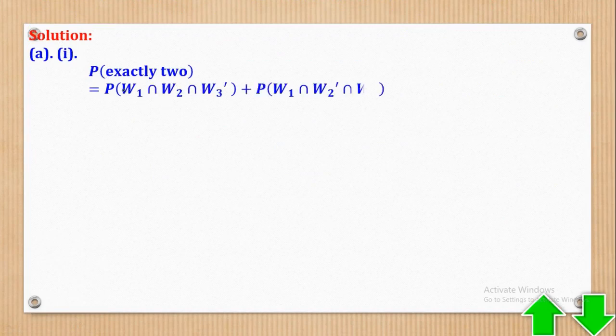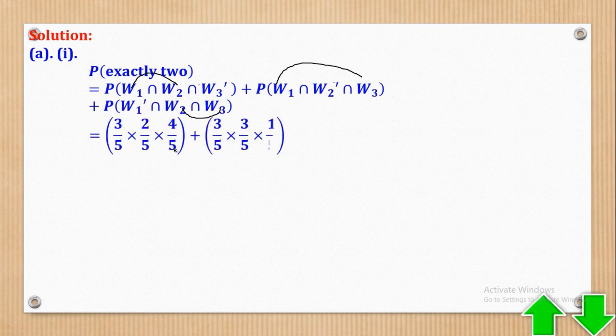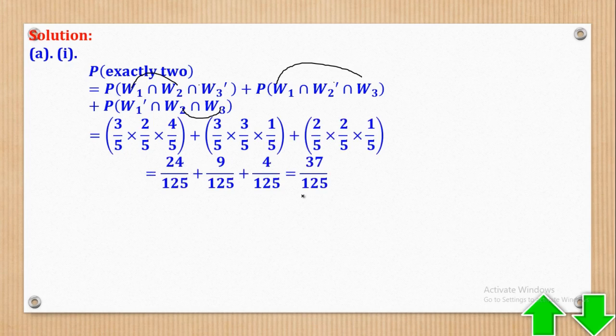So we shall start with part A. So exactly 2 matches, it means that you can win the first and second and lose the third, or you win the first and third, you lose the second, or you win the second and third, you lose the first. So when you substitute, we shall come up with that and simplify to come up with this probability.